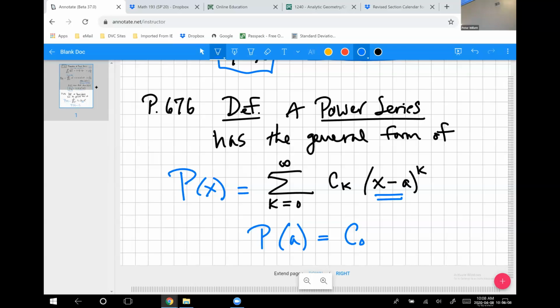So whatever the first constant term is in the polynomial, when you plug in a into this general form, everything drops out except that first constant. The way we think about this is that at a, you have this constant that's very clear, and then as soon as you leave the value of a, you have some sort of power series polynomial that needs to be evaluated. But you can always just plug in a and get that first constant in the general form.